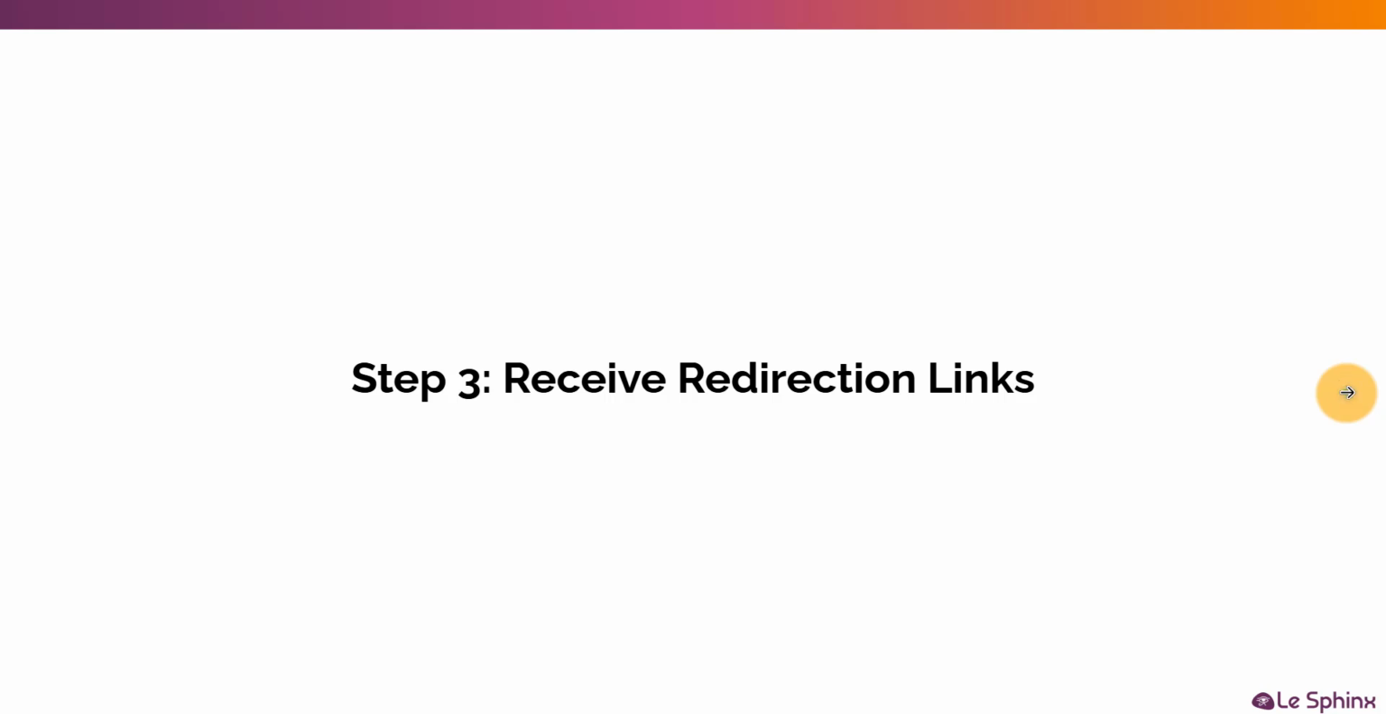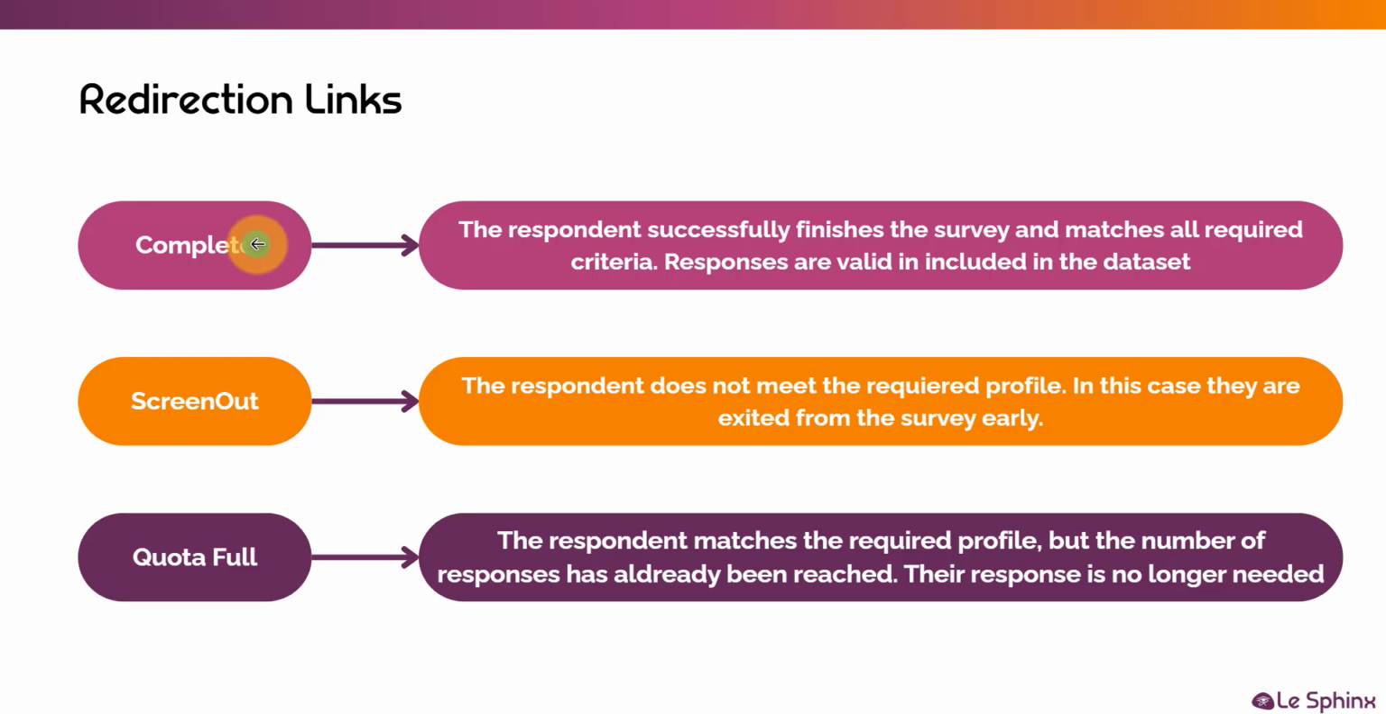Step 3. Receive redirection links. From the panel provider, you will receive 3 links: complete, screen out, and quota full. Each of these corresponds to a different way a respondent can exit the survey. Complete means that the respondent successfully finishes the survey and matches all required criteria. These responses are valid and included in your dataset.